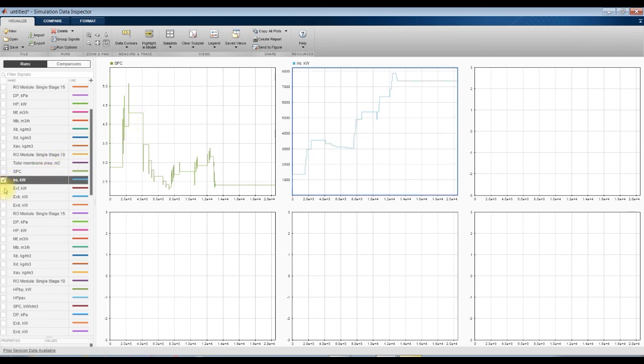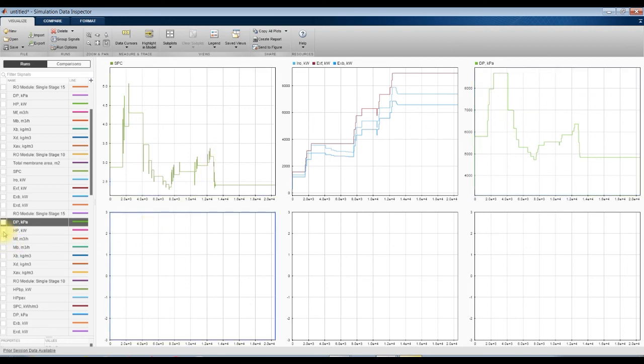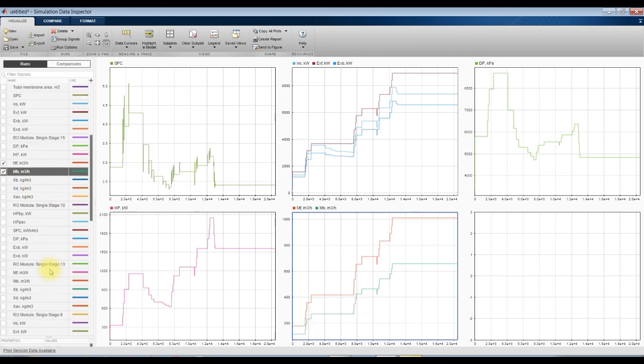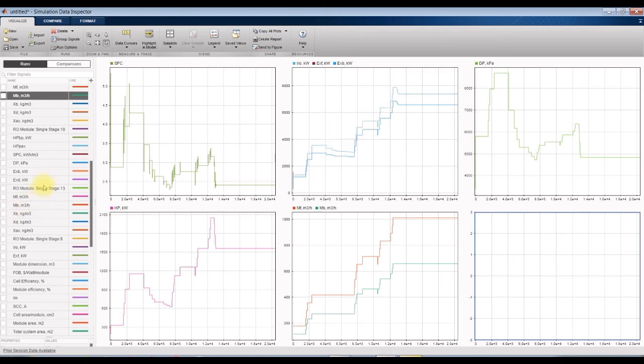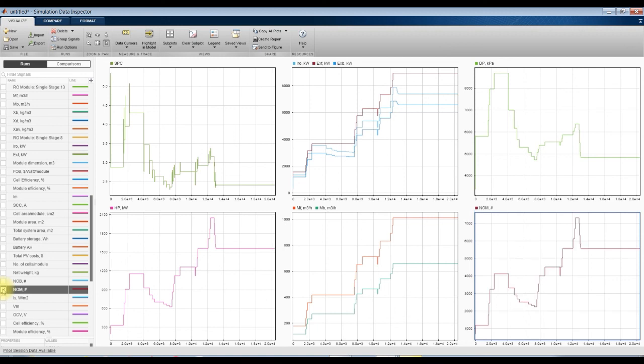Let's see recovery, exchange of feed, exchange of the brine. Okay, let's see pressure, fluctuation of the pressure. Yes, nearly the same. Okay, let's watch the power here. This is the power. Mass flow rate of the feed, brine flow rate. Okay, what about the photovoltaic system? I think we have number of modules. Yes, this is the number of modules.